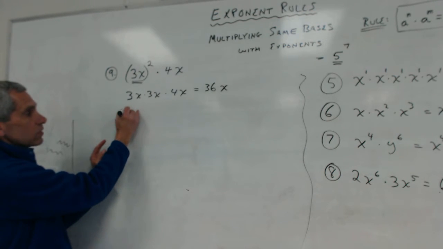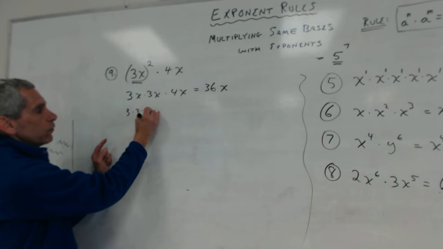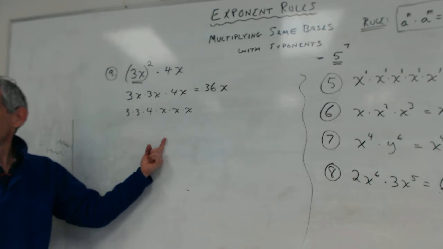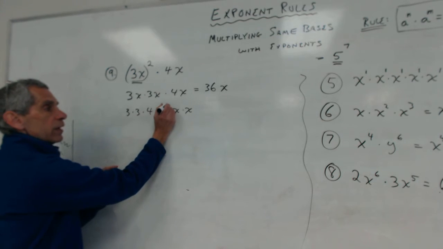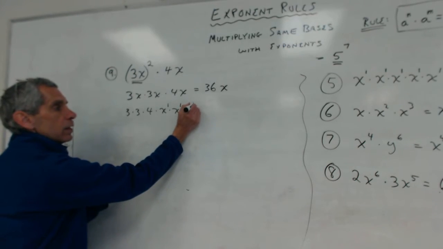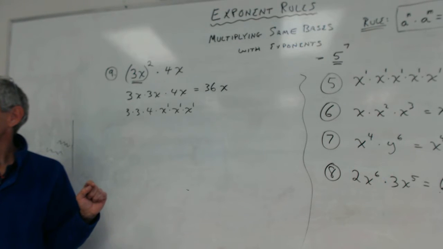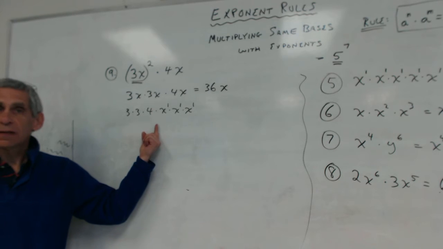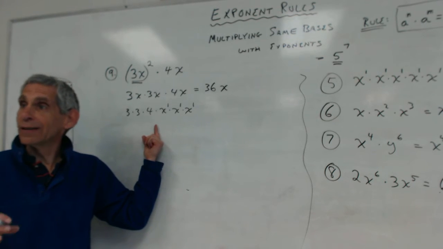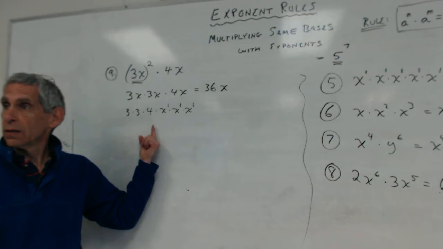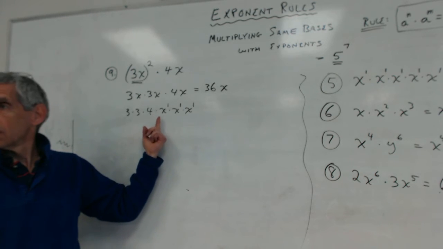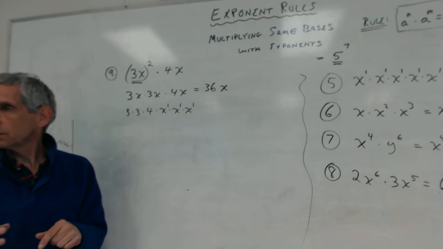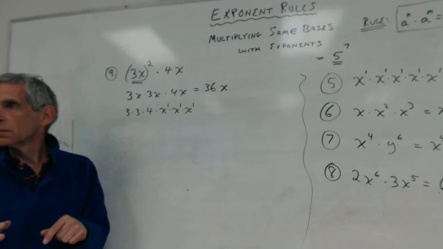So think about it. This is 3 times 3 times 4 times x times x times x. There's no power. Well, wait. The power is a hidden 1. If an x does not have a power, it does have a power. That's why you should add the powers in the first place. Now the powers are outside the parentheses, so maybe you should add them first.